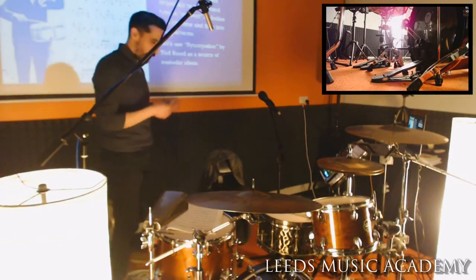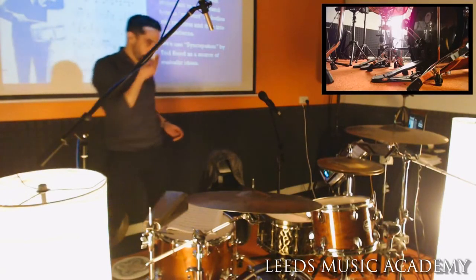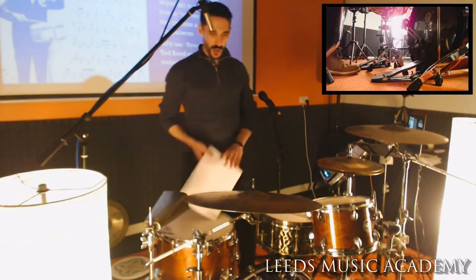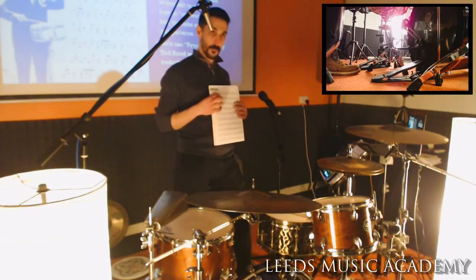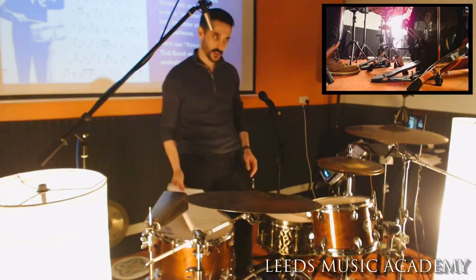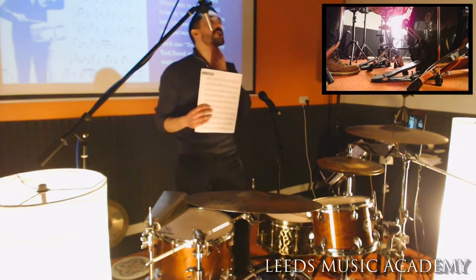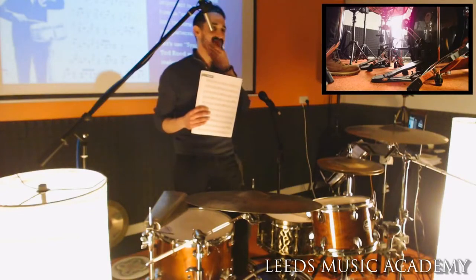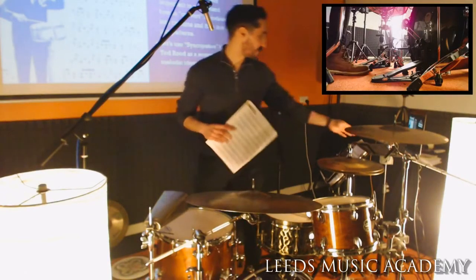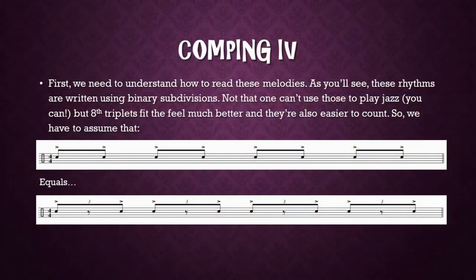Okay, how do we do that? How does one look at that and turn that into... You've got one and two and two, one and two and two. The counting would be in triplets, but how do we convert that rhythm into triplets? There is a way. Check that out. That's the key. That's the conversion key.